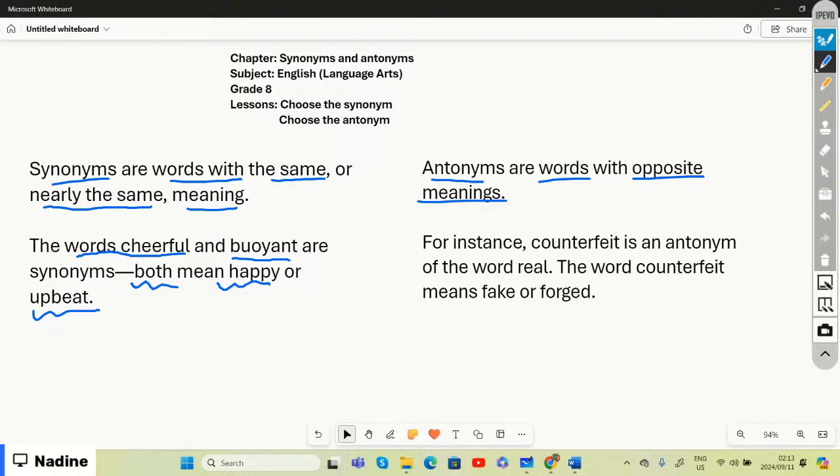For example, we have the word counterfeit. Counterfeit is an antonym of the word real. It's the opposite of the word real because counterfeit means fake, or it means forged. But the opposite of fake or the opposite of forged means real. That is why the antonym of counterfeit is real. So that is antonyms and that is synonyms. Now we're going to look at more examples of synonyms and more examples of antonyms.